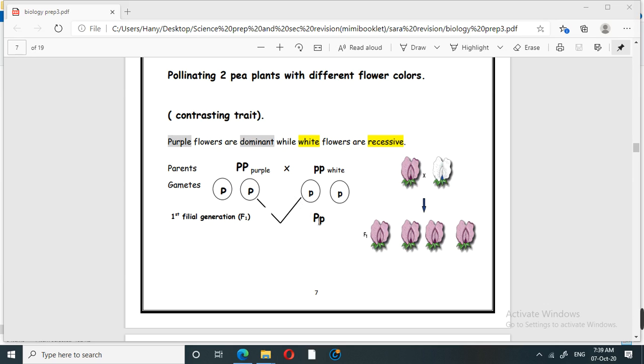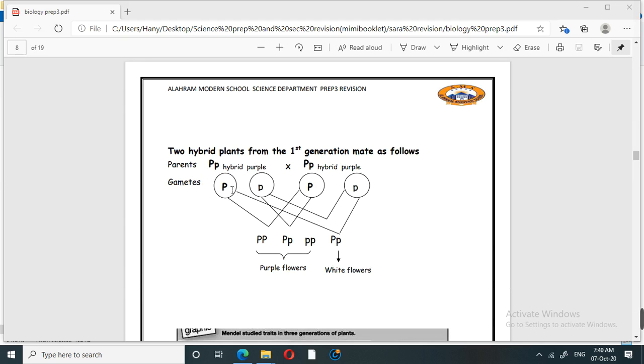So the first generation will be P capital, P small, which means the phenotype is purple, but the genotype is hybrid, not pure. P capital, P small is hybrid. Take two of them and make a cross-pollination between them to make the second generation. We will find P capital P small with a P capital P small. After taking the gametes, P capital will be on one gamete, P small will be on another gamete. The same for the female. Make a cross-pollination between them.